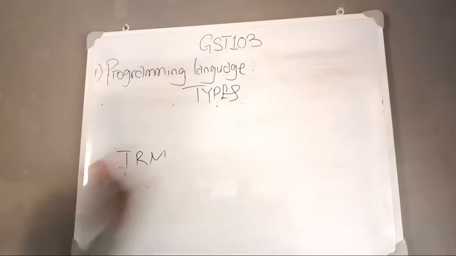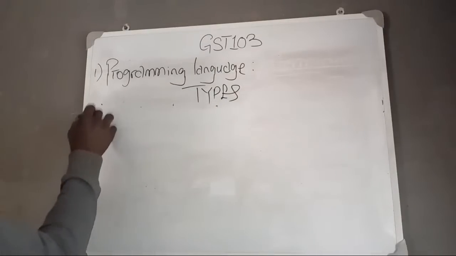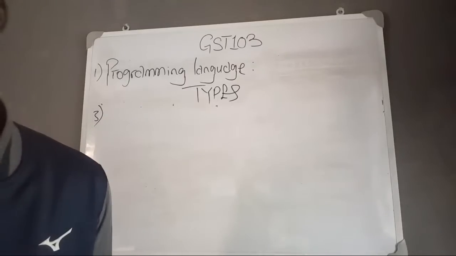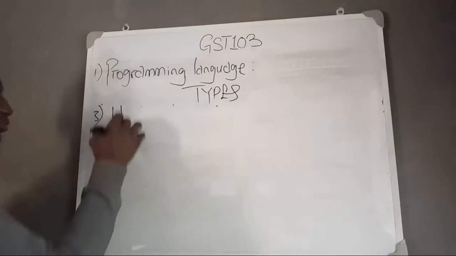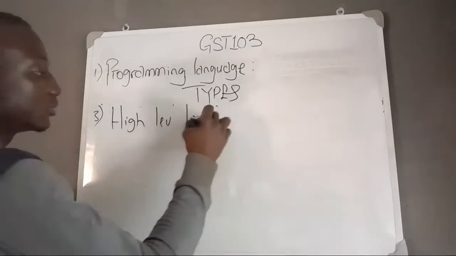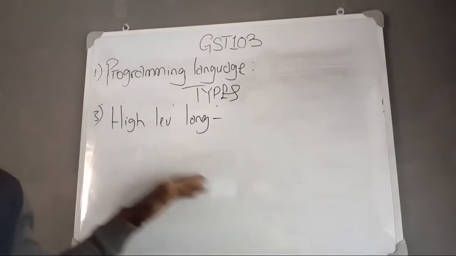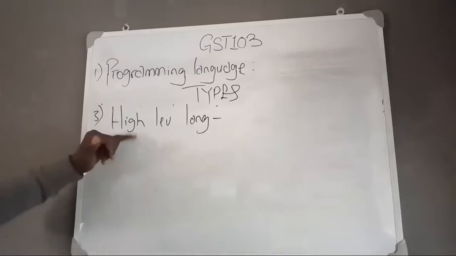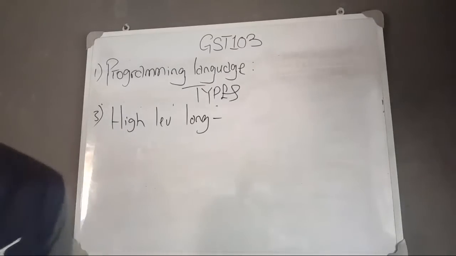We have 3 and 4 to go. Now the third one, we have high level language. Pardon me, in order to maximize our space, I'm just abbreviating. This is high level language. Now high level language is a symbolic language.